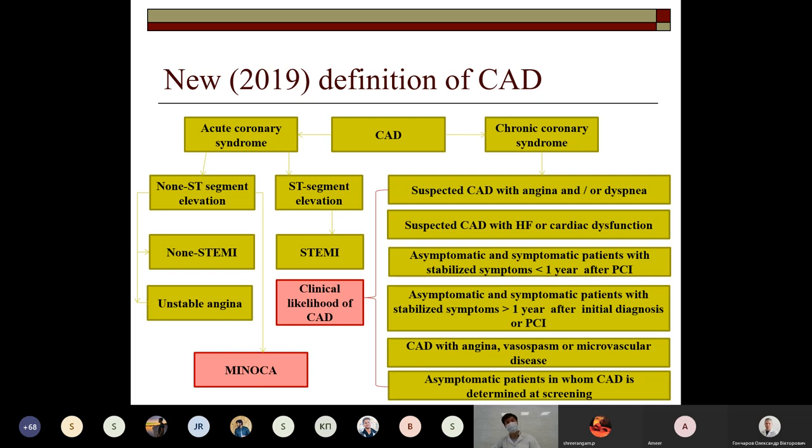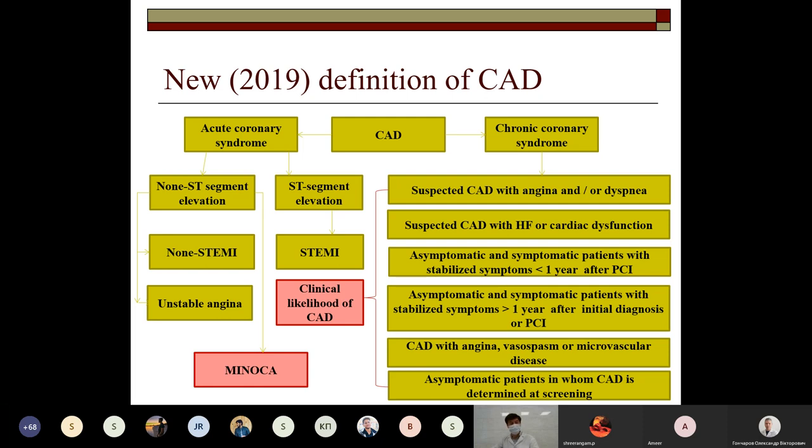And the new component incorporating these definitions is the so-called clinical likelihood of CAD. Really, at screening, when the diagnosis is not defined, you have a tool to verify whether this patient is a candidate for some invasive or non-invasive procedure or not. What should they do with a patient with low risk of CAD, but if the patient had typical or atypical symptoms, or even is silent.